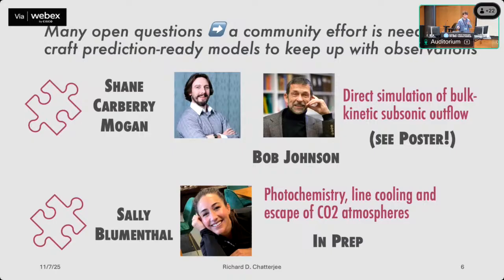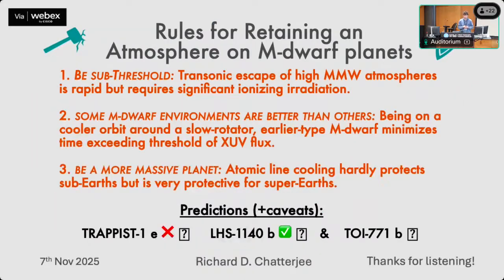Photochemistry could also change a lot of these results. On TRAPPIST, the UV is very low, so perhaps that could give you a way of retaining some atmospheres. It's about 100 times lower compared to the XUV. And then I'll leave up my takeaways. Thank you.